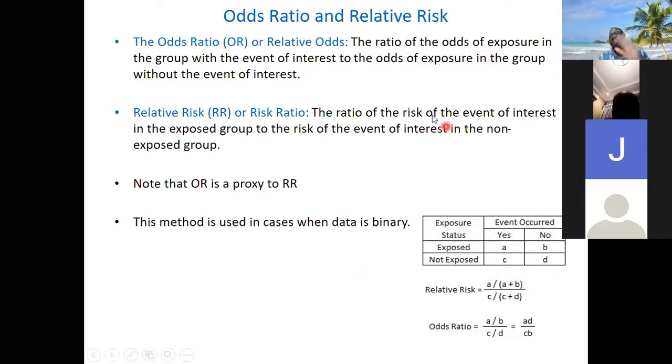So this issue of odds ratio and relative risk is for a 2 by 2 table. You should know this is the formula for relative risk and for odds ratio, which we have done before. It's just to remind us that they are also measures of effect size.